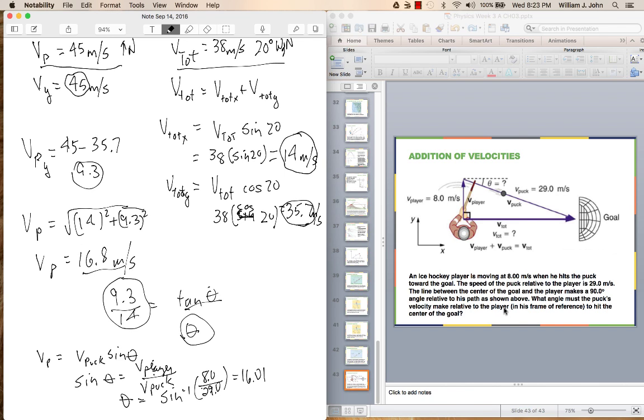So this angle and this angle are both 16.01, but the question is, what angle must the puck's velocity make relative to the player? So it's asking what this angle is. Well, we know that this angle plus this angle is 90 degrees, so if we subtract this from 90, it's 74 degrees. So the answer is 74 degrees relative to the player.